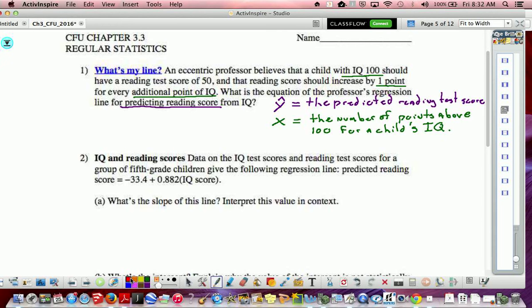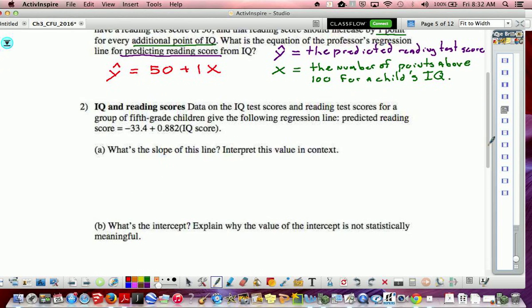So we're going to assume it starts at 100. So when I get my equation here, since I'm saying that x starts at 100, we would say that they would get a score of 50 when at 100, plus an additional point, so 1x for each additional point, or each additional IQ score. The reading score should go up by 1 point. That is my slope. All right, that takes care of number one.